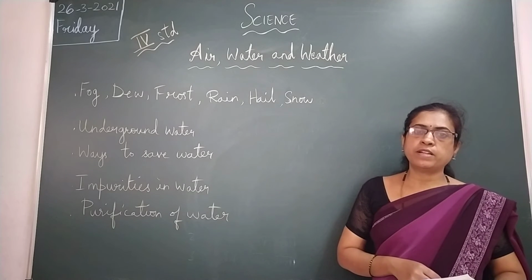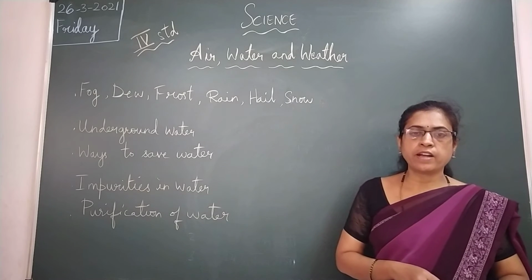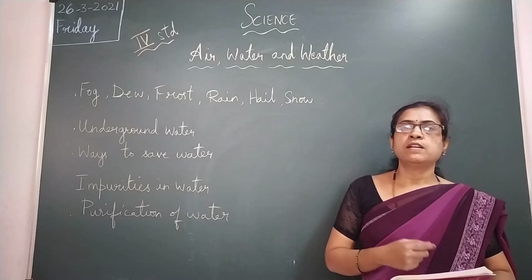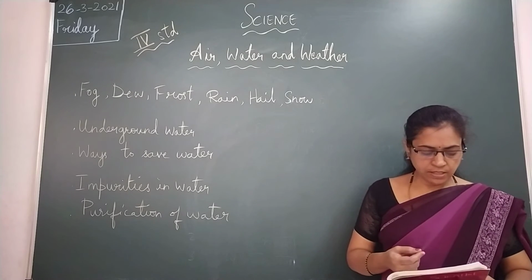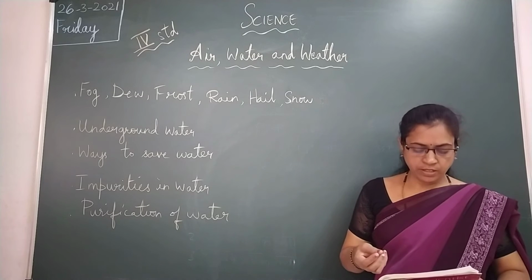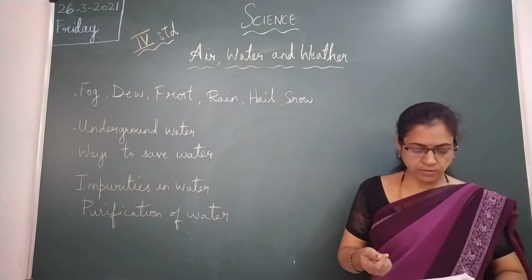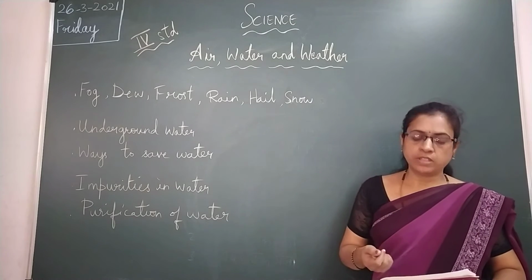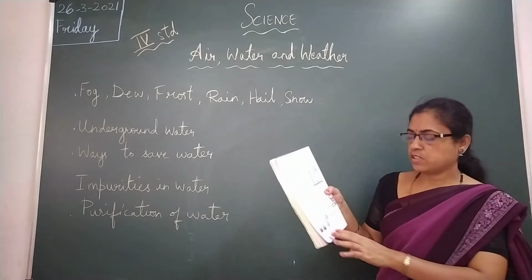So what are sedimentation and decantation, children? This method is used to separate insoluble impurities such as vegetable peels, plastic papers, wrappers and pebbles. By using this method, we can separate these insoluble impurities. One activity is also given here. You can just see the picture here.